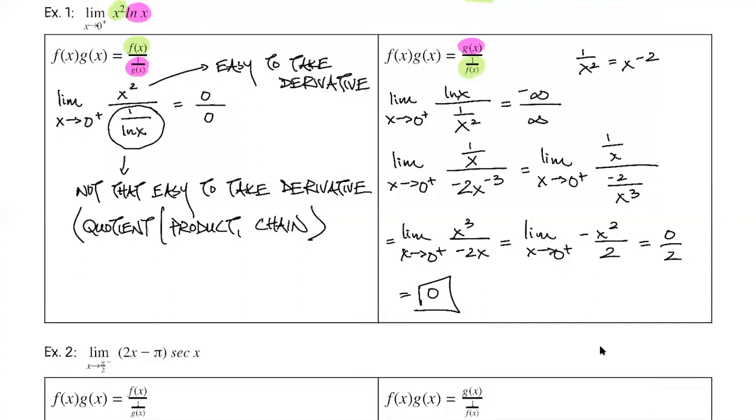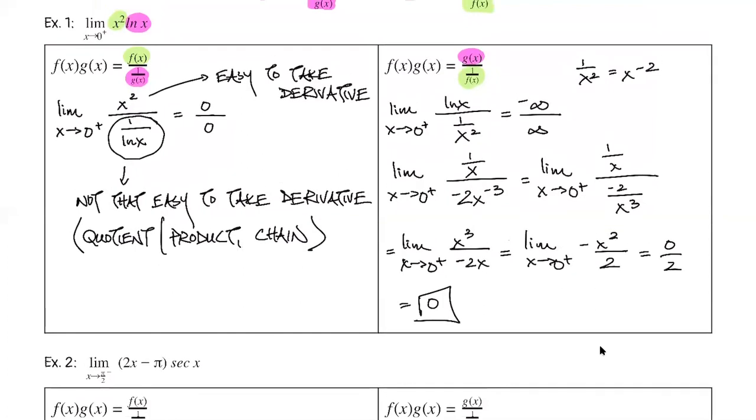All right, there it is. Sorry about that.